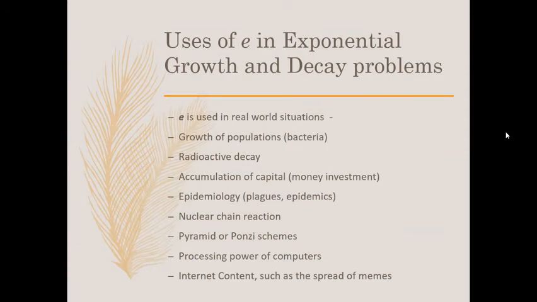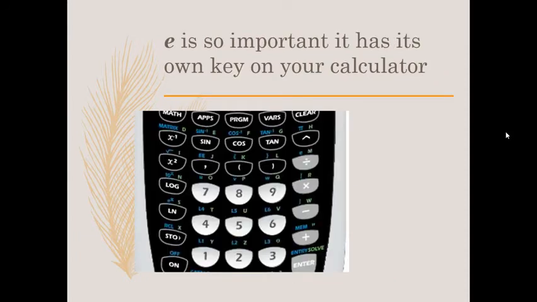Uses of e in exponential growth and decay problems. e is used in real-world situations, like growth of populations. Examples are bacteria, or rabbits, or anything else. Radioactive decay. Accumulation of capital, money investment. Epidemiology, plagues and epidemics. Nuclear chain reaction, pyramid or Ponzi schemes. Processing power of computers and internet content, such as the spread of memes. e is so important it has its own key on your calculator.